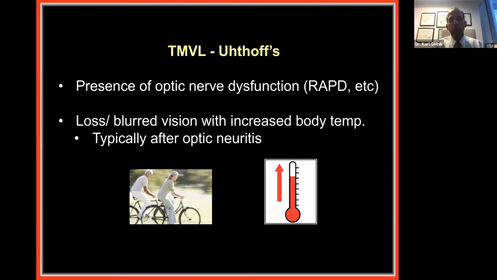I have a patient who had optic neuritis some years ago now, pretty much completely recovered, but when he goes out and plays tennis, he plays his first set and he's okay, but by the time he gets to the end of that set, his vision starts to get blurry. He sits down, drinks some ice water, vision improves, and he plays the next set. So this is not something that causes any permanent damage to the nerve. It simply has to do with conduction along that nerve related to heat.